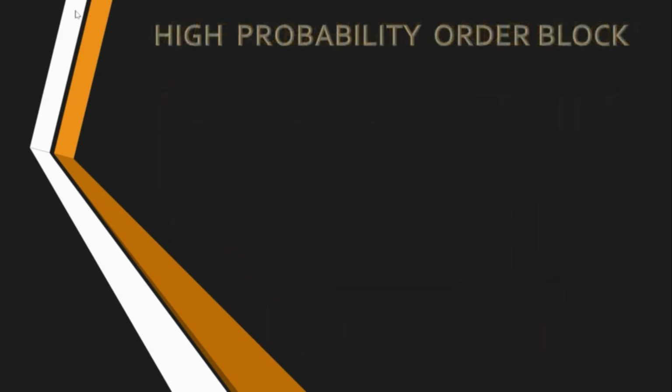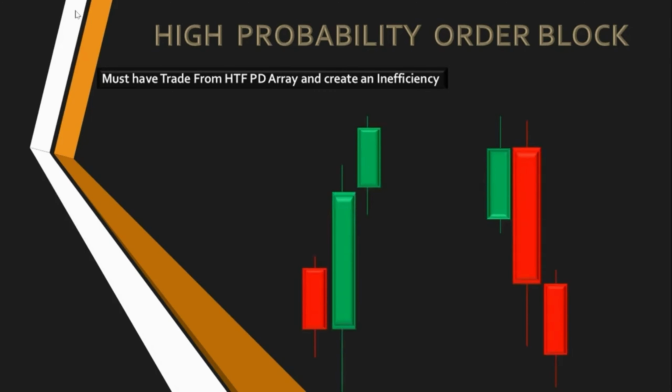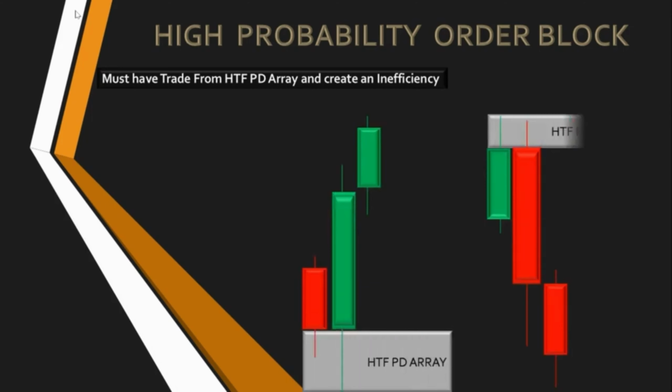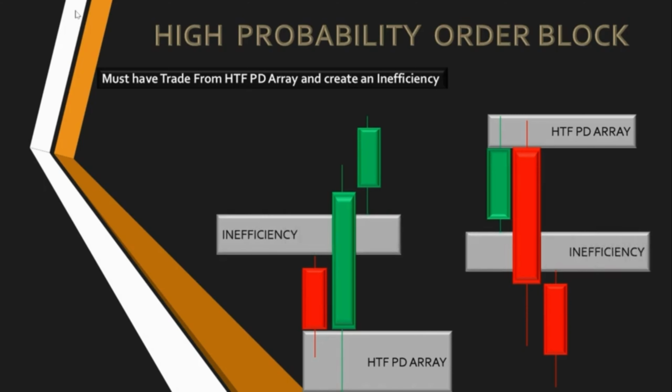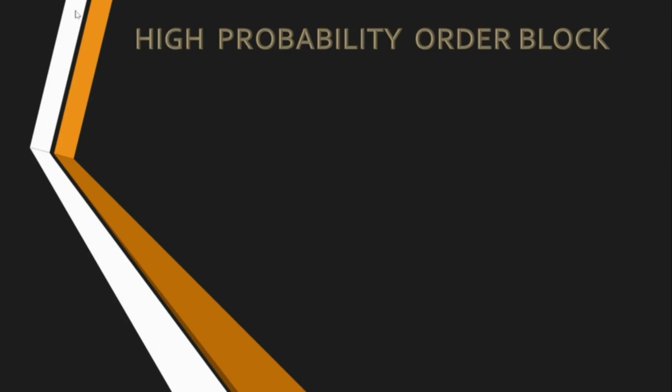High probability order blocks, on the other hand, are found in key market areas. These are typically around major support and resistance levels, higher timeframe PD arrays, previous highs and lows, and during high volatility periods when institutions are most active. These high probability zones are where you can expect the price to react strongly, making them ideal for placing trades.